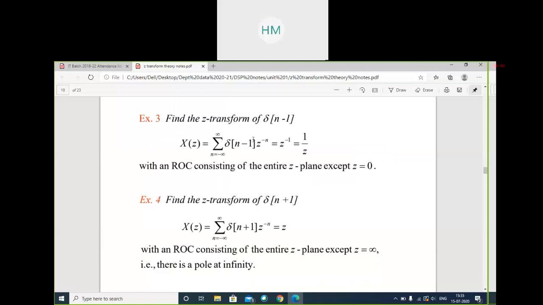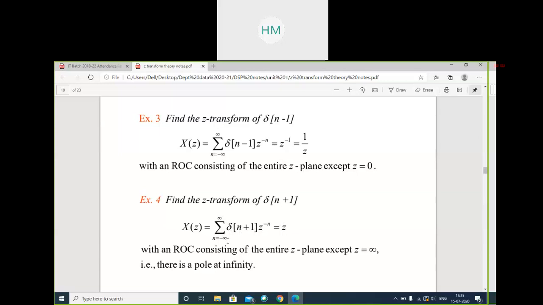Next, find the z transform of delta n plus 1. N plus 1 means the impulse exists at n equals minus 1. That means for n less than 0, this system is not causal. Delta n plus 1 times z to the power minus n, this is existing for n equal to minus 1.